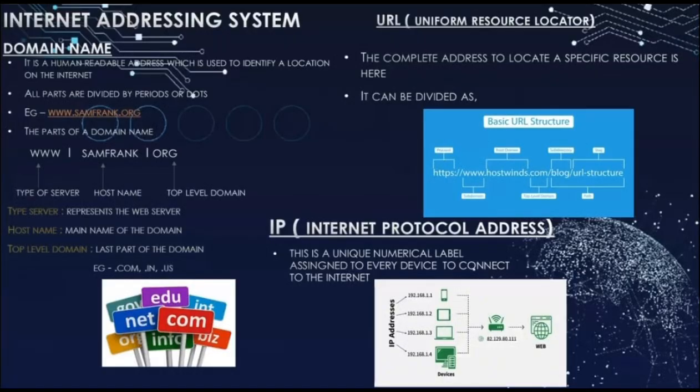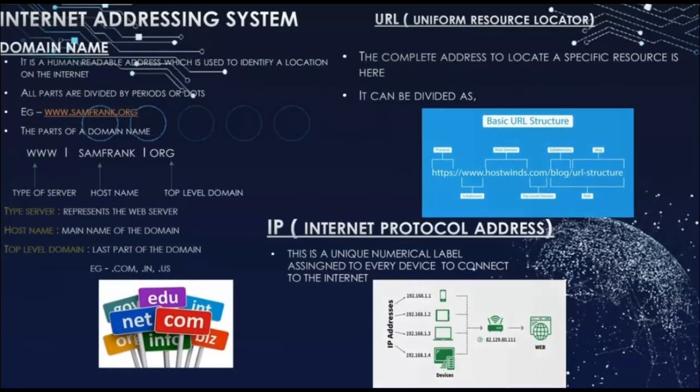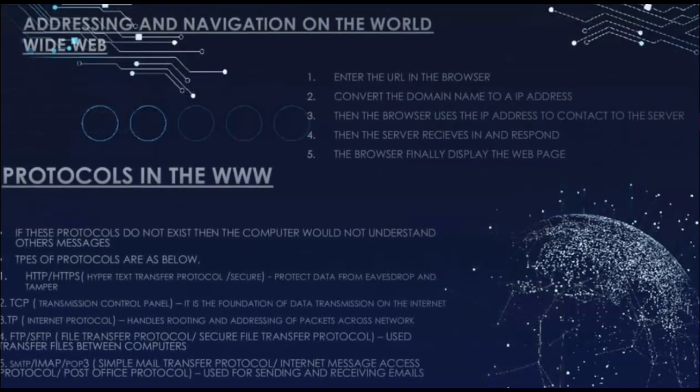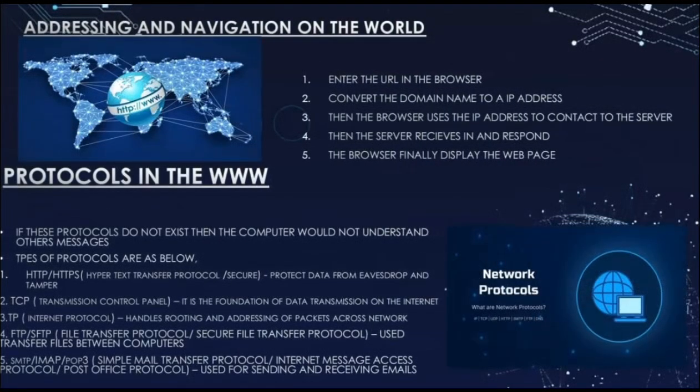IP, Internet Protocol address. This is a unique numerical label assigned to every device to connect to the internet. Addressing and navigation on the world wide web: first, enter the URL in the browser, which converts the domain name to an IP address. Then the browser uses the IP address to contact the server. Then the server receives it and responds. The browser finally displays the web page. This is the navigation on the web.